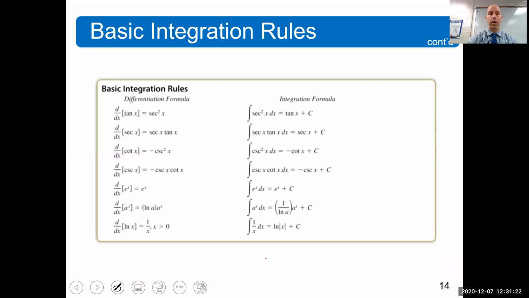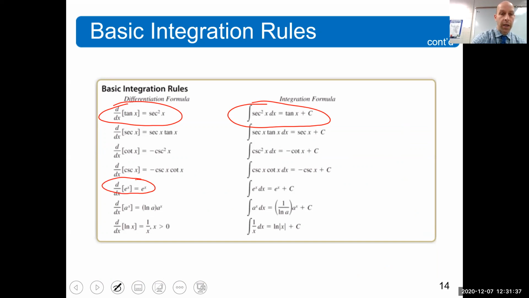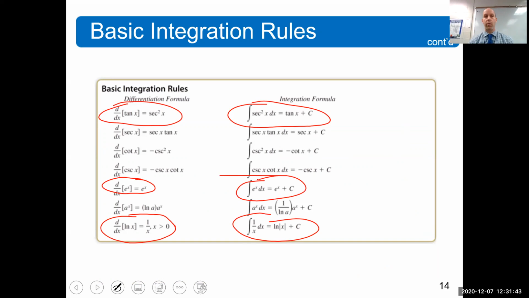And then here's some more. For example, you guys learned that the derivative of tangent x was secant squared x. So now you need to know that the antiderivative of secant squared x is tangent x plus c. Another one, these here are really important. These guys right here, these are really important ones to make sure that you're aware of, okay?